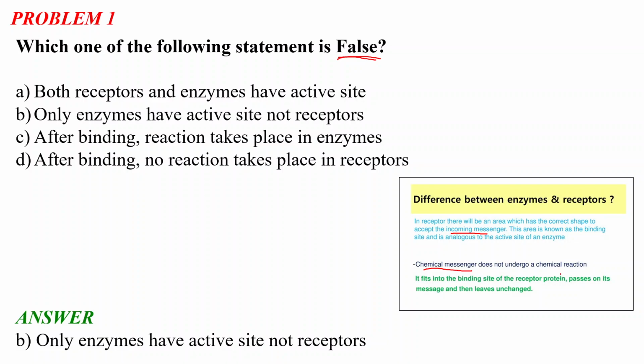We all know that when the substrate binds to an enzyme, a chemical reaction happens, and through that chemical reaction the products are formed. But chemical messengers are molecules which do not undergo a chemical reaction; they fit into the binding site of the receptor protein, pass on their message, and then leave unchanged.